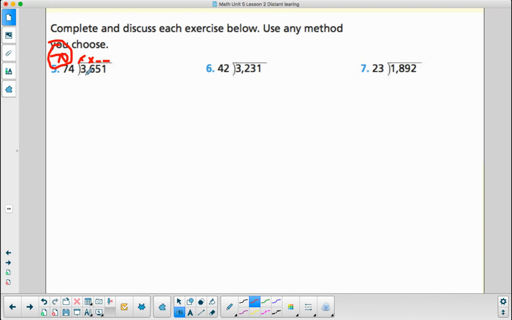How many 7s in 3? None. How many 7s in 36? Well, 7 times 5 is 35. So there's 5 70s in 365. So then there's about 5 74s in 365. 5 multiplied by 7 is 35, so 5 multiplied by 70 is 350. Plus 5 multiplied by 4 is 20. That's 370.